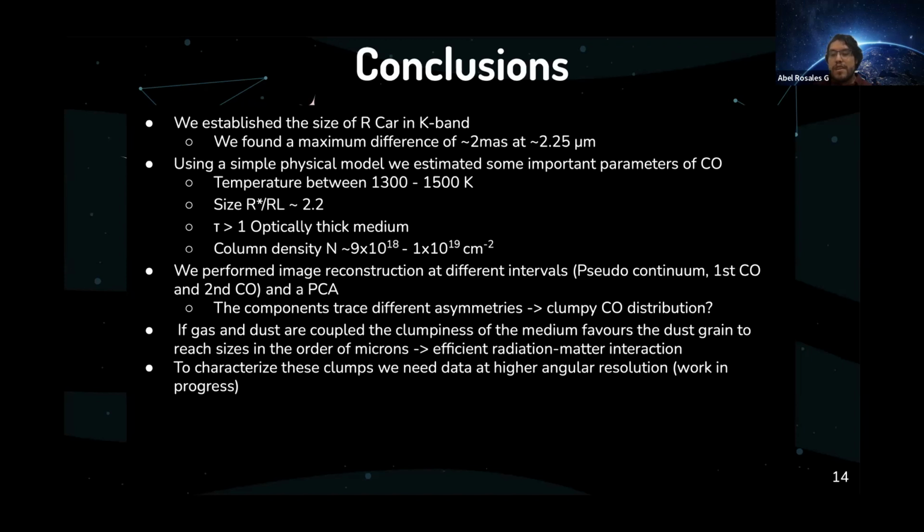And through an image reconstruction and principal component analysis, we found that the observed principal components show that CO has a clumpy distribution. However, we cannot characterize these clumps as we do not have enough angular resolution to map these finer structures. But in the future, we aim at characterizing these structures by obtaining higher angular resolution data.